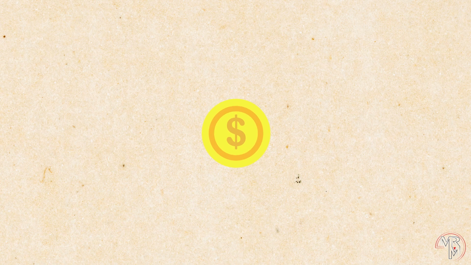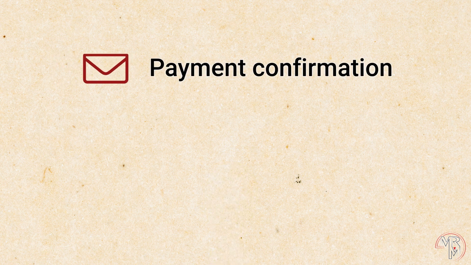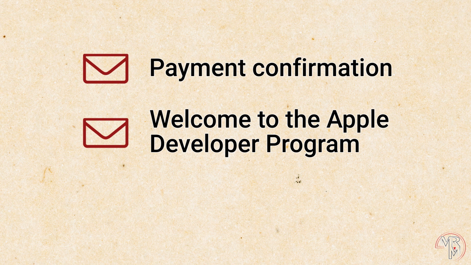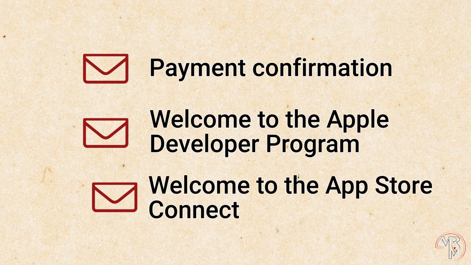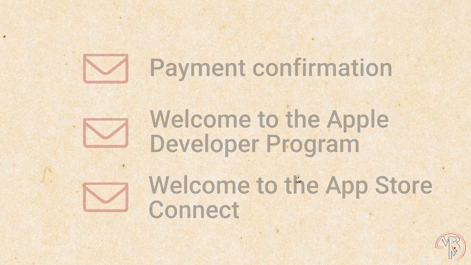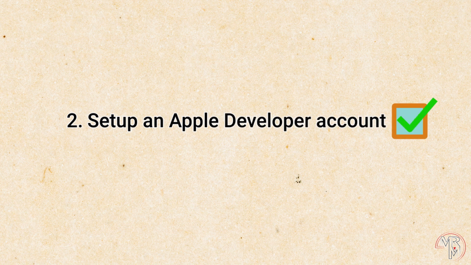Once your payment has been successfully processed, you will get 3 emails. One with a payment confirmation, another one welcoming you to the Apple Developer Program, and finally, an email that welcomes you to App Store Connect. So, step 2, complete. And here's where the easiest part of the publishing process is over. Ahead is just suffering that will make you forget about the $99.